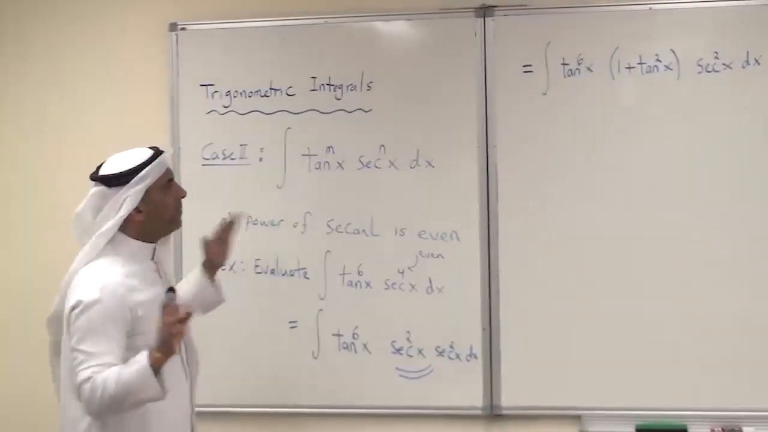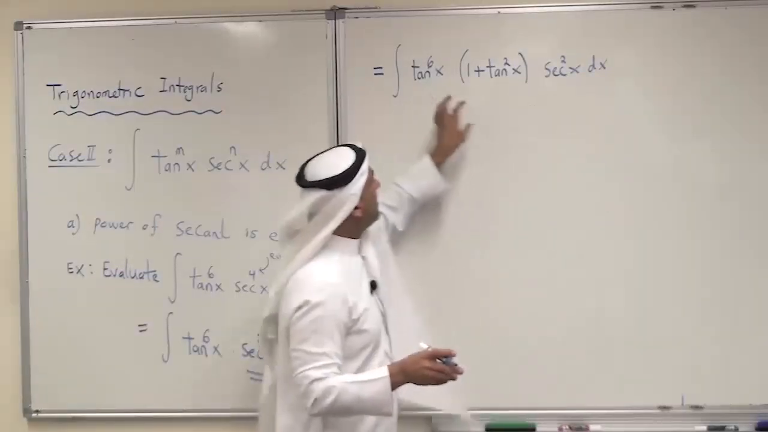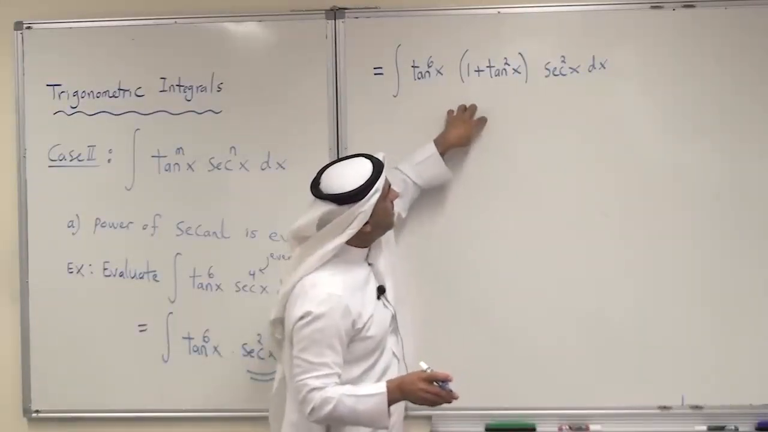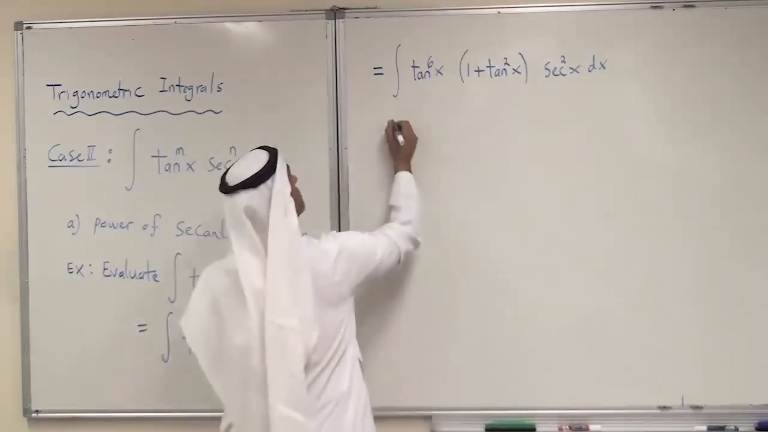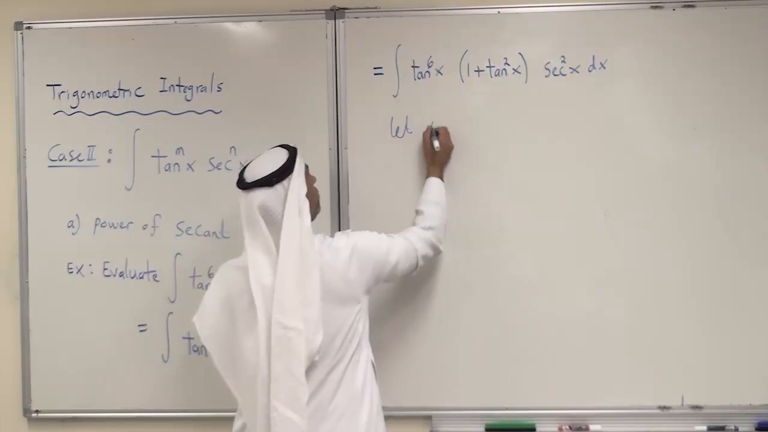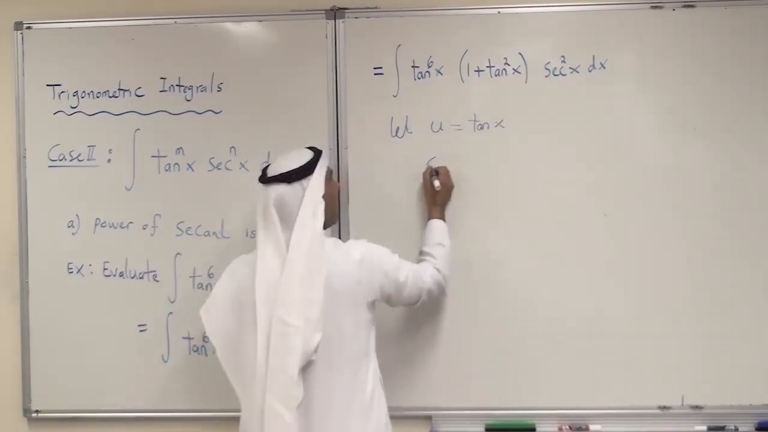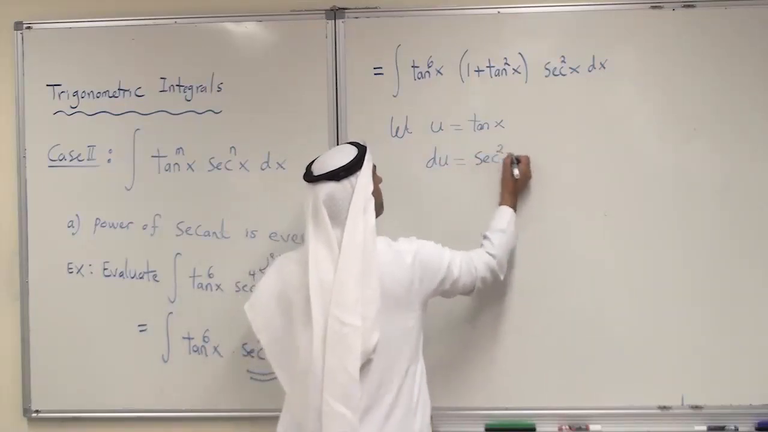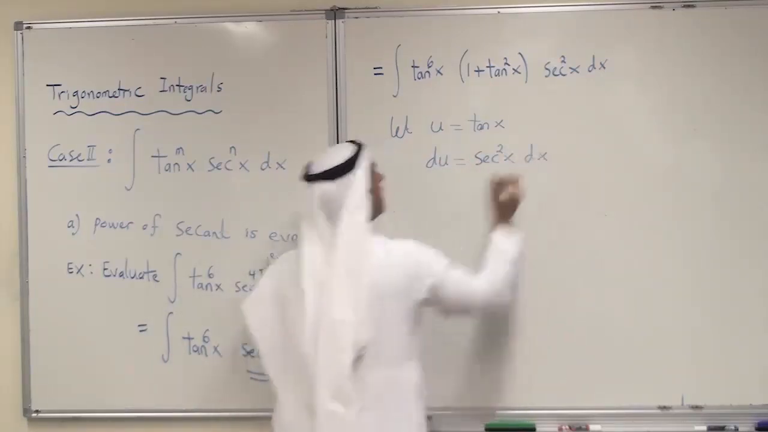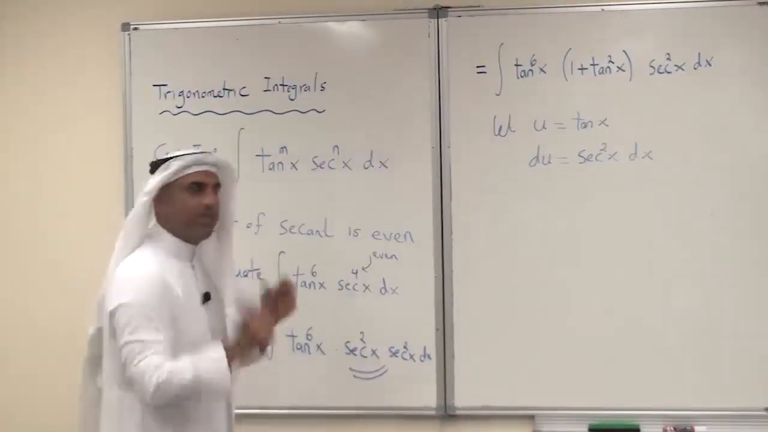You can see now we have a function of tangent multiplied by secant square. So it is f of tangent multiplied by the derivative of tangent. Okay, so what should we do? We will let u equal to tangent of x, and du will be what? It will be secant squared of x dx. Fine, interesting.